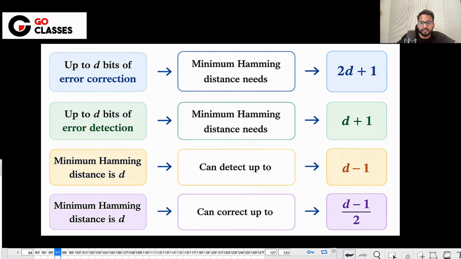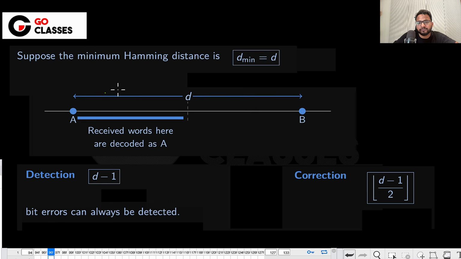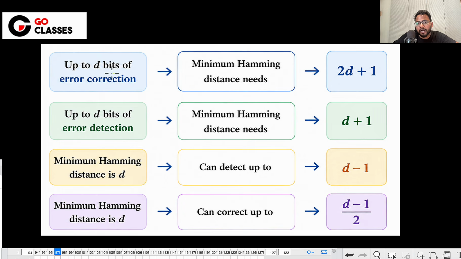But if you ask me what the key takeaway of this lecture is, I can say this: if the minimum Hamming distance is D, then the number of invalid codewords in between will be D minus 1. So you can correct up to (D minus 1) by 2 and detect up to D minus 1. Or in summary, if you want up to D bits of error correction, then the minimum Hamming distance needed is 2D plus 1. If you want up to D bits of error detection, then the minimum Hamming distance needed is D plus 1. If the minimum Hamming distance is given, let's suppose D, then you can detect up to D minus 1 bits of error, and you can correct up to (D minus 1) by 2, where you take the integer part.